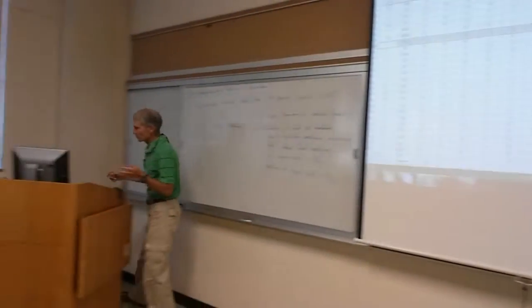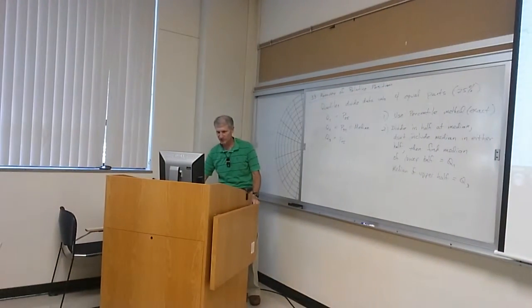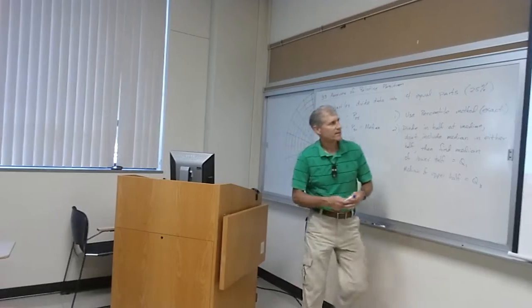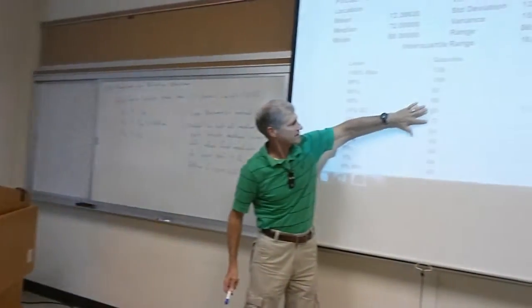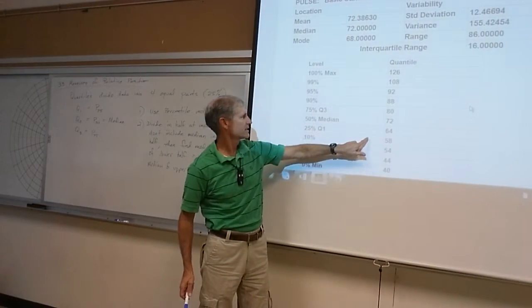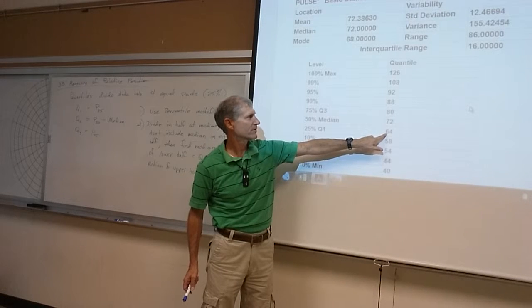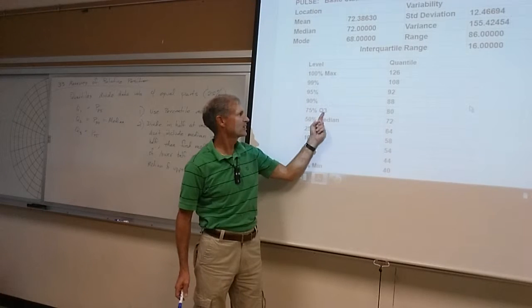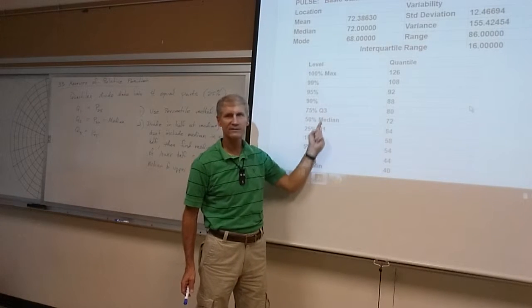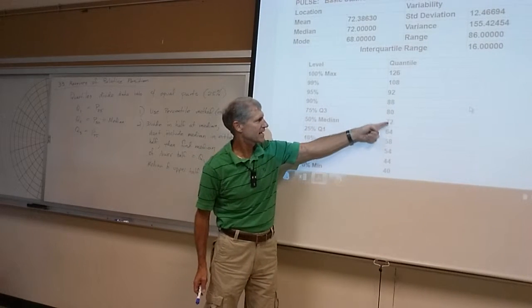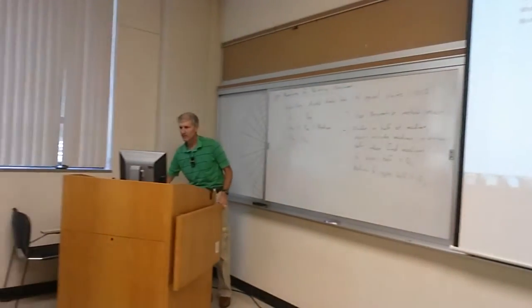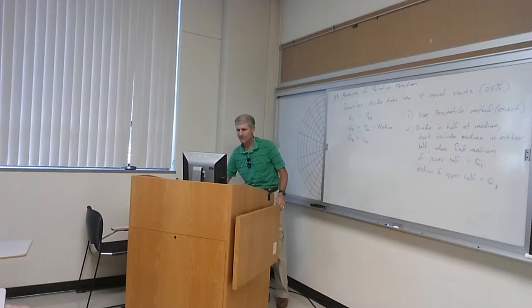So let's go back to symmetric data, the pulse data. And we see here that we have 80, 72, and 64. I'm looking at Q3, median, and Q1. So it's 80, 72, and 64. Then let me go to the picture of the histogram.